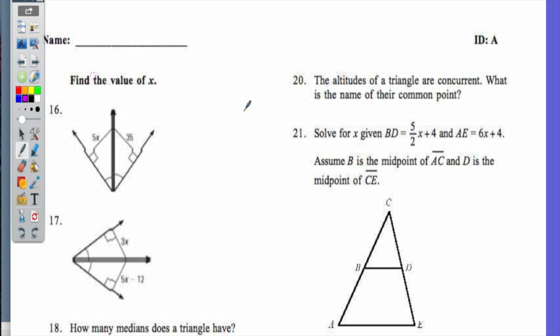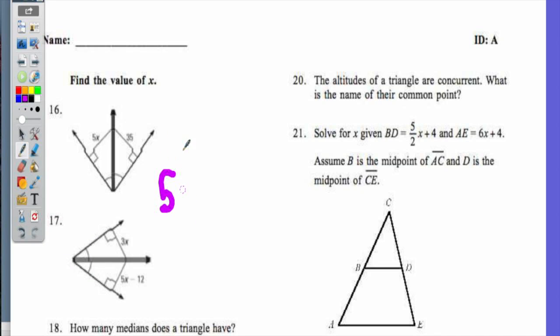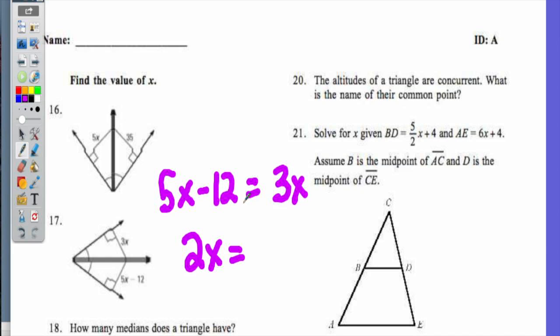Number 16. Nobody today has asked for this. 5x and 35. This is an angle bisector. They're equidistant from the sides. So if 5x equals 35, x equals 7. For number 17, 5x minus 12 equals 3x, because you're measuring the distance from a point on the angle bisector to the side. That would give me 2x equals 12, x equals 6, correct?